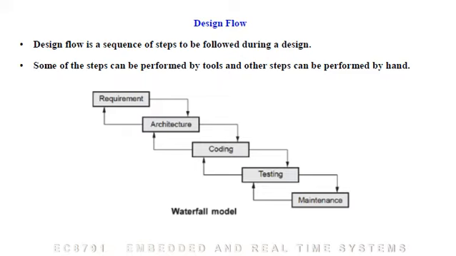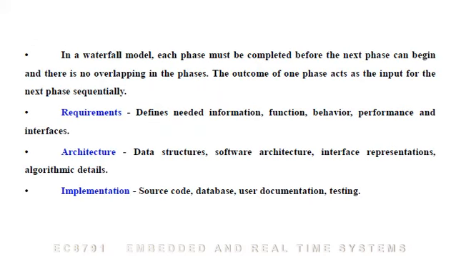Here, first one is the waterfall model: requirements, then architecture, coding, testing and maintenance. It is a reverse process. In a waterfall model, each phase must be completed before the next phase can begin, and there is no overlapping in the phases. The outcome of one phase acts as the input for the next phase sequentially.